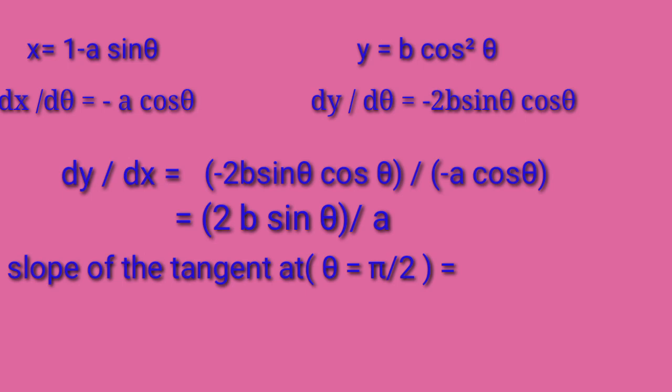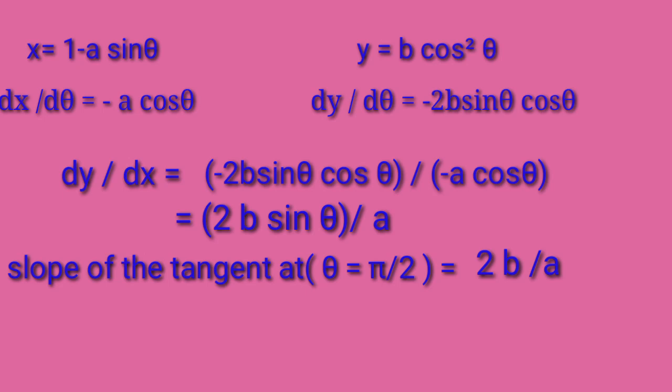So we have to find the slope of the tangent at theta is equal to pi by 2. Then you have to find dy by dx at theta is equal to pi by 2. So sine pi by 2, sine 90 is 1. So the answer is 2b by a. This dy by dx is 2b by a.